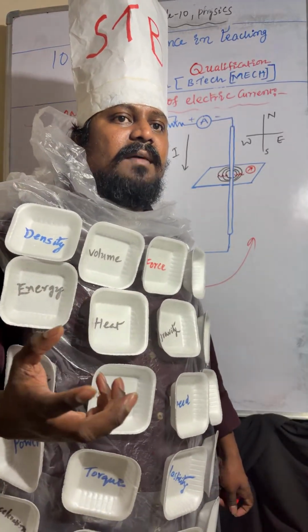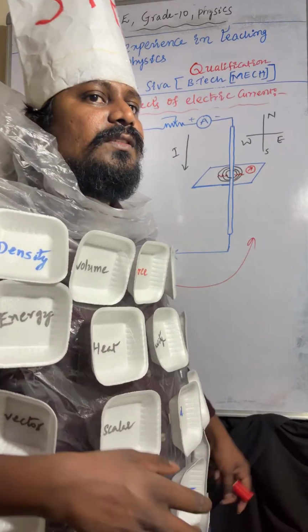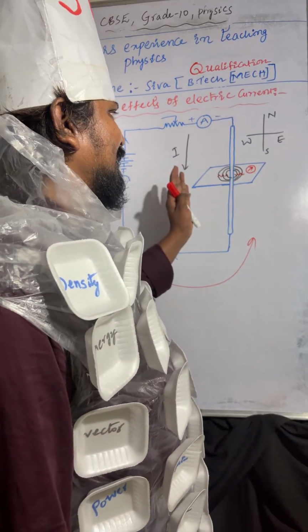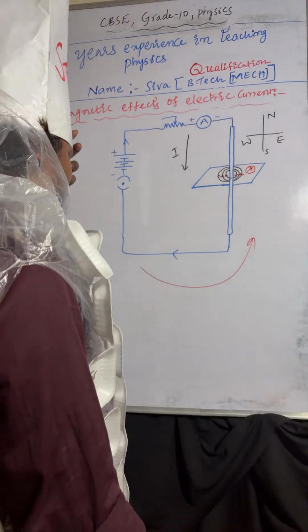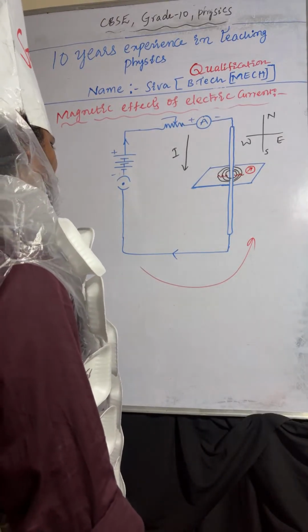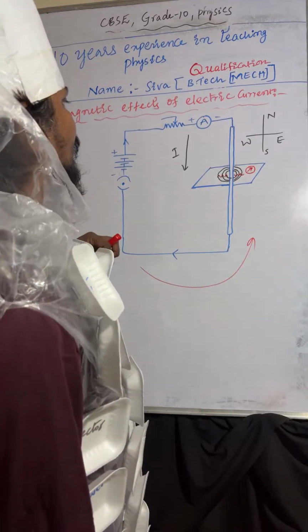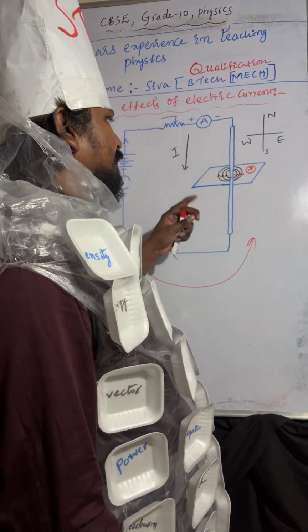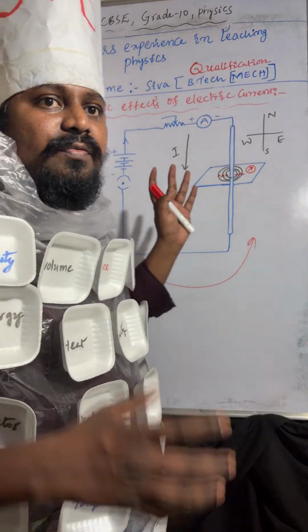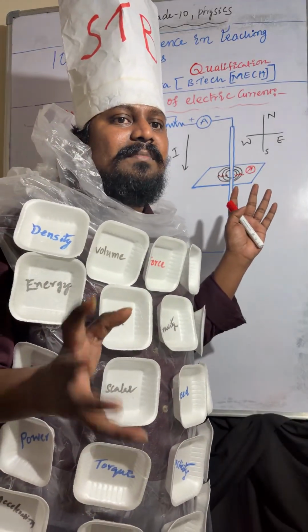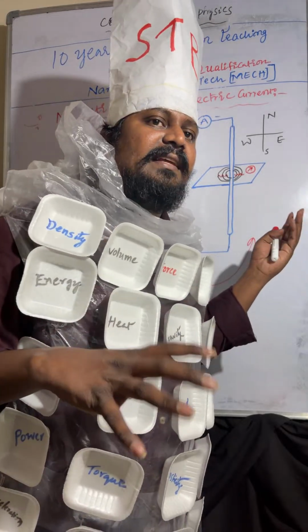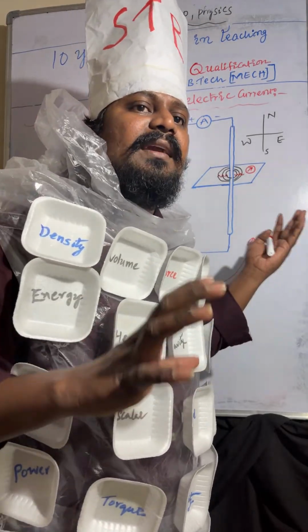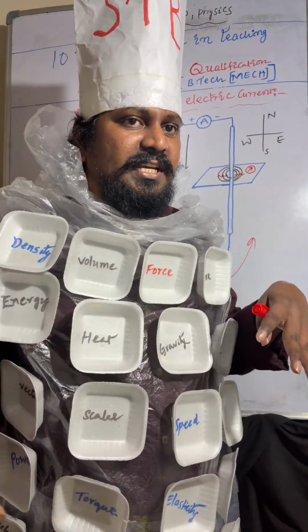Okay, so now you can observe, if the current is passing like this, I hope it is very clear. Now you have to understand one thing: if you change the current direction, the magnetic field direction also changes.